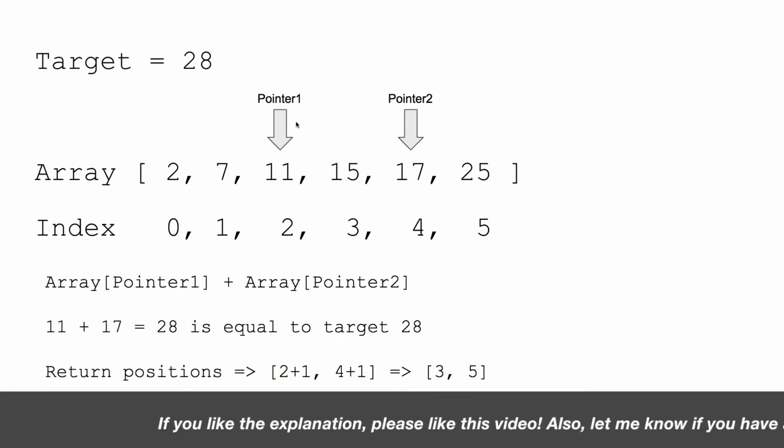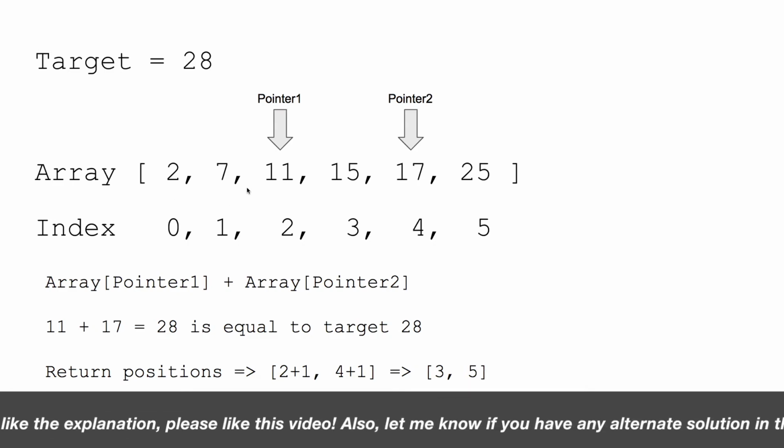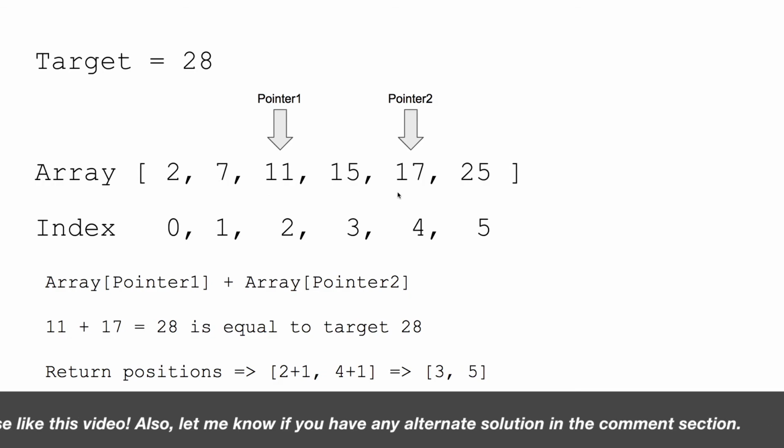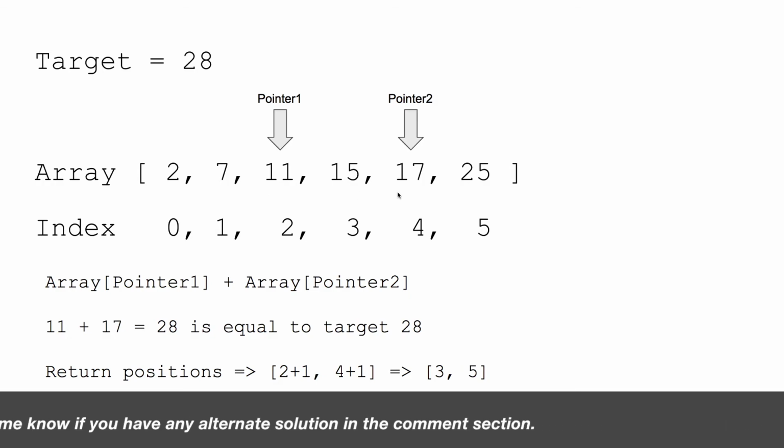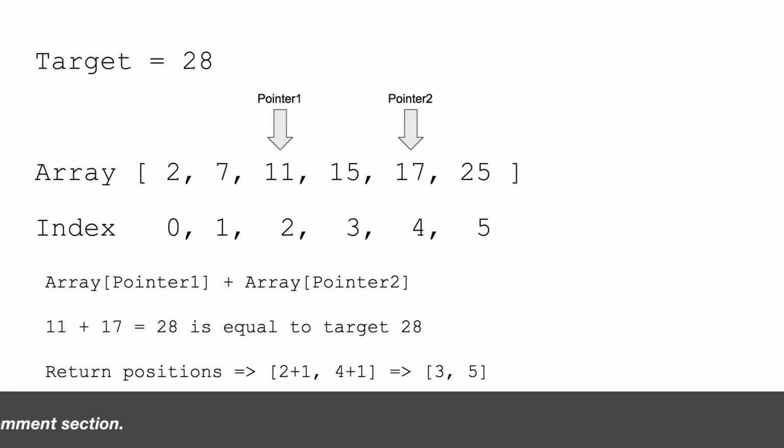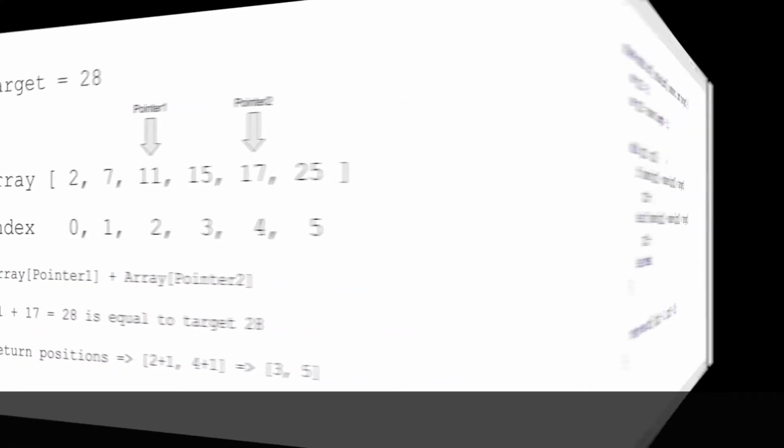So if you notice, by using two pointers, we are simply iterating over this array once. That means the time complexity is order of n, and as we haven't used any extra space, the space complexity would be order of 1. So I hope the explanation is clear. Now is the time to see some code.